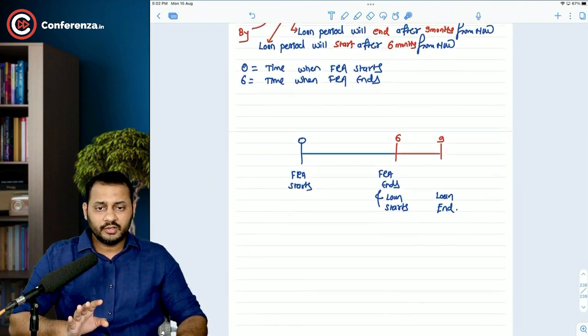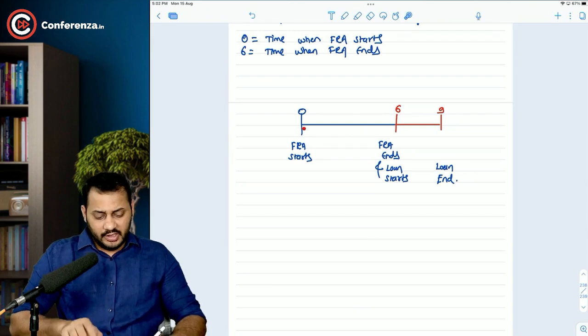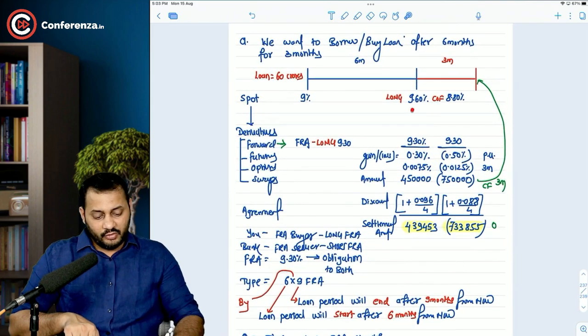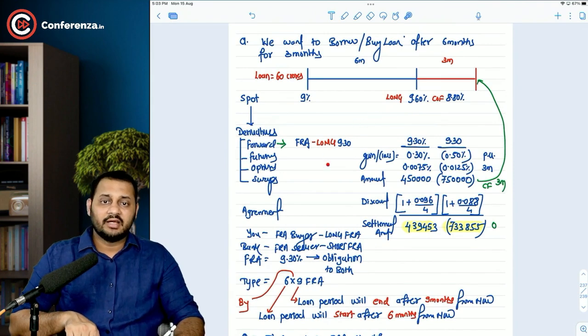Okay. So this was what FRA period starts. FRA starts at this date. FRA will end after 6 months, and the loan will start after 6 months. And after 9 months, the loan will also end. Okay. What happened is that actual interest rate was 9.60%. We had an agreement at 9.30% with the bank.